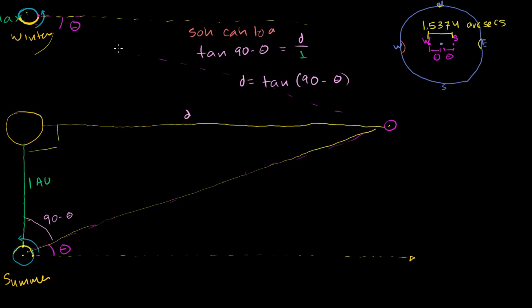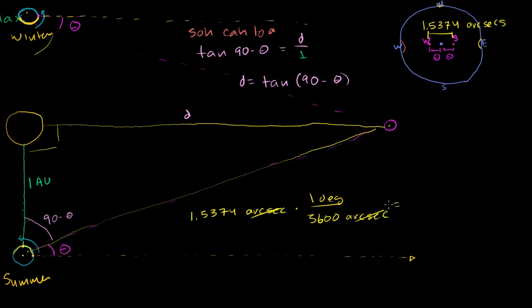Another way to think about it is there are 60 arc seconds per arc minute, and there are 60 arc minutes per degree. Or another way to think about it is a degree is like an arc hour. So if you want to convert this to degrees, you have 1.5374 arc seconds times 1 degree is equal to 3600 arc seconds.